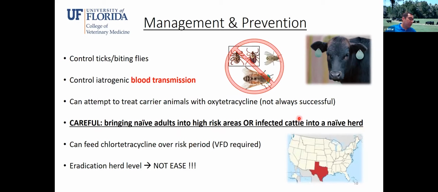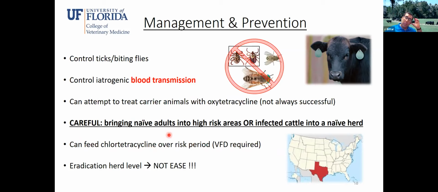I say that because a few years ago we had a severe drought in Texas, so they were selling cows very cheap there. You might be bringing a cow that's infected to your naive herd from Florida, or you might be bringing a naive cow from Texas, I'm not saying only Texas, but that was one example. You may be bringing a naive cow, a cow that never encountered Anaplasma marginale, to your herd that is infected. If it is an adult cow, there's a high risk of those animals dying. Again, you can feed chlortetracycline over the risk period. So you have the veterinary feed directive required, so you need to have a veterinary prescription. But if you end up bringing adult animals to your herd, then you may be using this strategy.